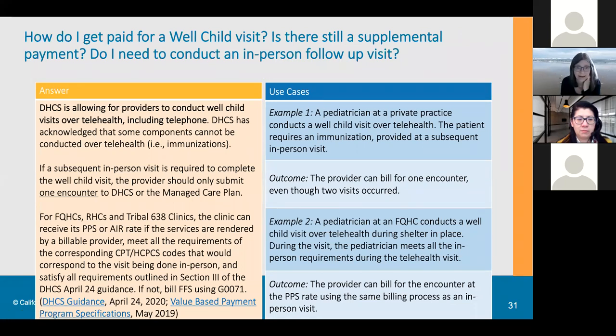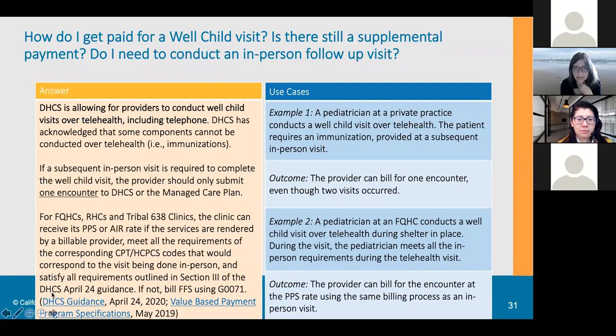Do I get paid for a well child visit? This comes up all the time. DHCS certainly is allowing well child visits. We want to keep the children well, keep them in their homes. The thing is that well child visits also often require vaccinations and other things along with the milestones associated with that annual or well child visit. So a pediatrician at a private practice conducts a well child visit, provided with a subsequent in-person visit. The provider bills for one encounter, even though 2 visits occurred. So how about if that pediatrician was at a facility-based location? The provider would bill the telehealth visit on the 1500, the facility would bill the G0463 for Medicare. For DHCS, it would be 1 visit.